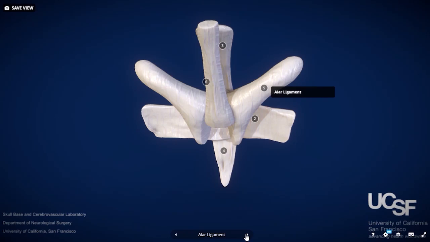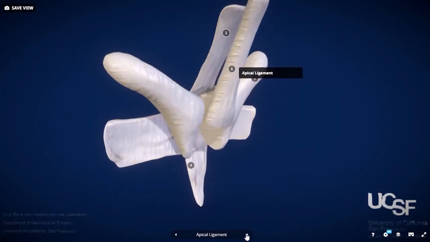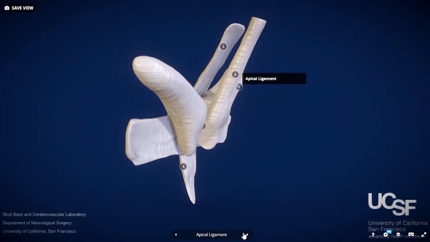These ligaments are going to be attaching to the posterior lateral aspect of the odontoid process, running laterally and attaching to the occipital condyles. These ligaments are going to help to limit the contralateral axial rotation. And anterior to the superior longitudinal band, we have the apical ligament.